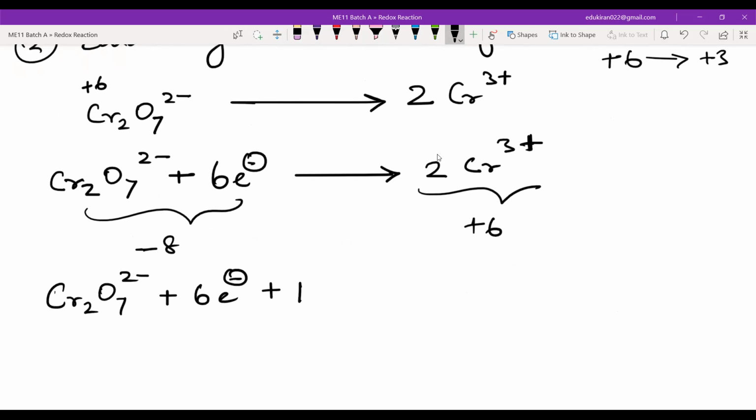You know the difference now, that from -8 to +6, you will have a difference of how much? 14, na? Oh, yes, sir. So that is why 14H plus. Okay. Got it?